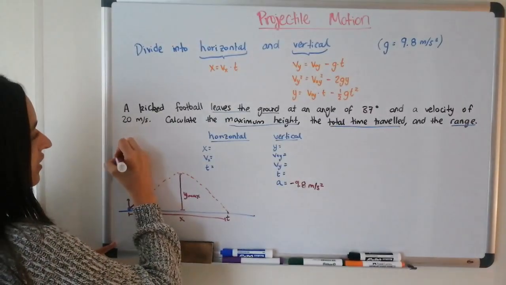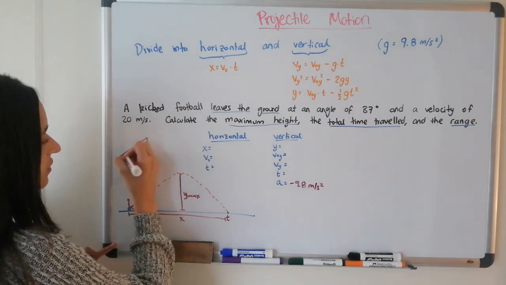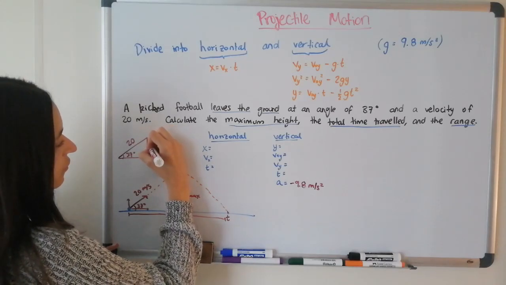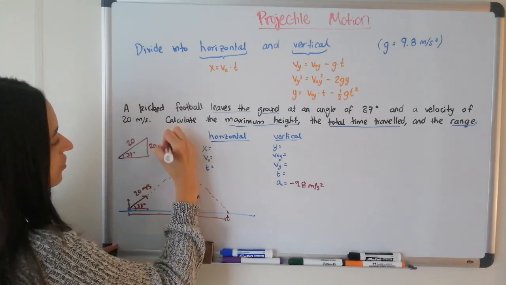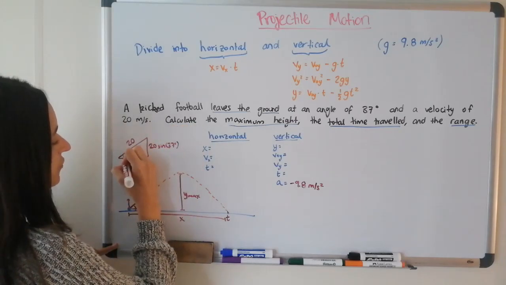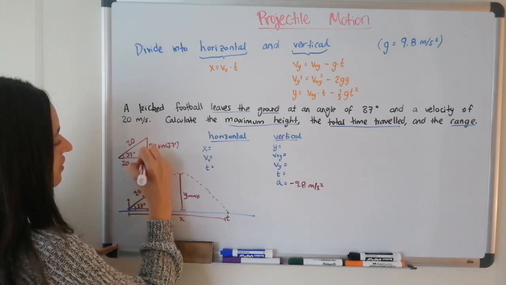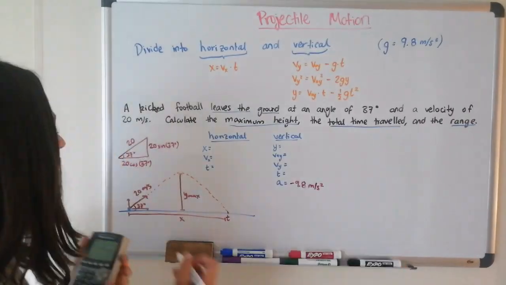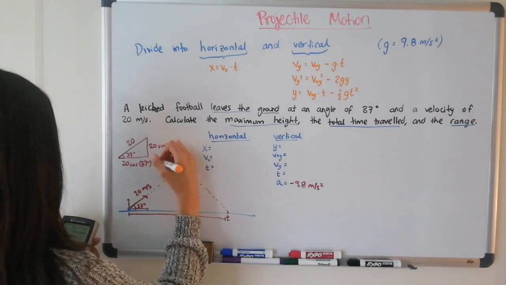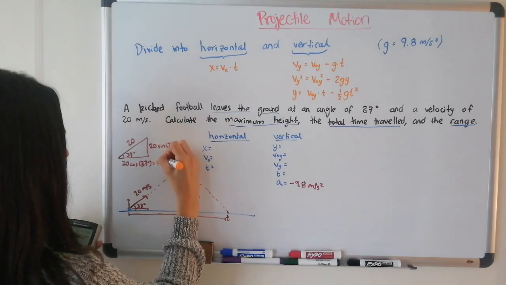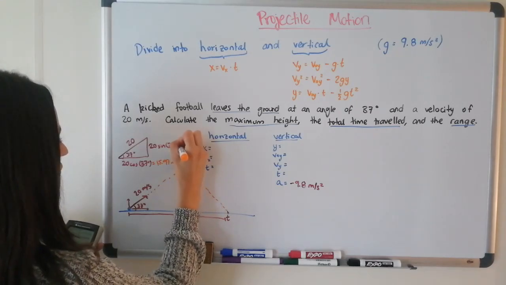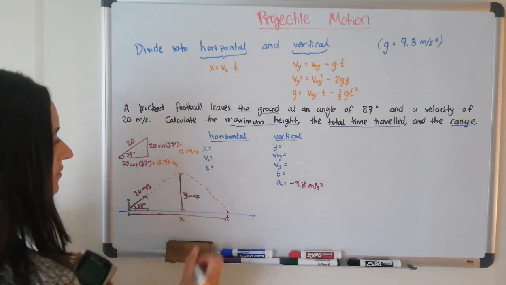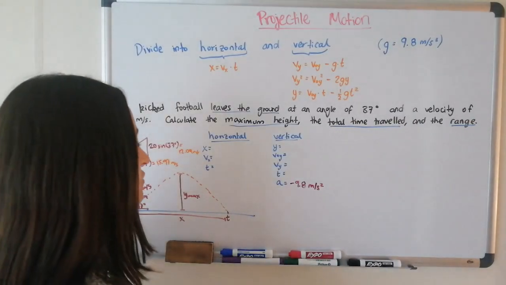So if we remember from our triangle, if this angle down here is 37 and the hypotenuse is 20, the vertical will be 20 sine 37 and the horizontal will be 20 cosine 37. So you can use your calculator to calculate that, and you'll get that the horizontal is 15.97 meters per second and the vertical is 12.04 meters per second.